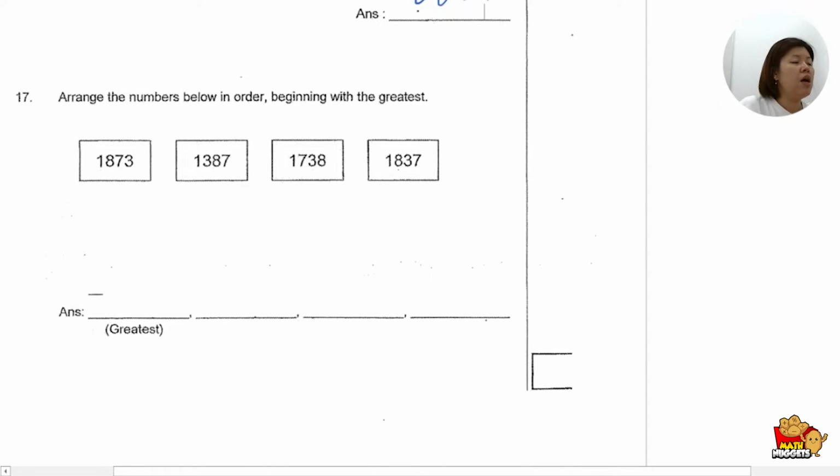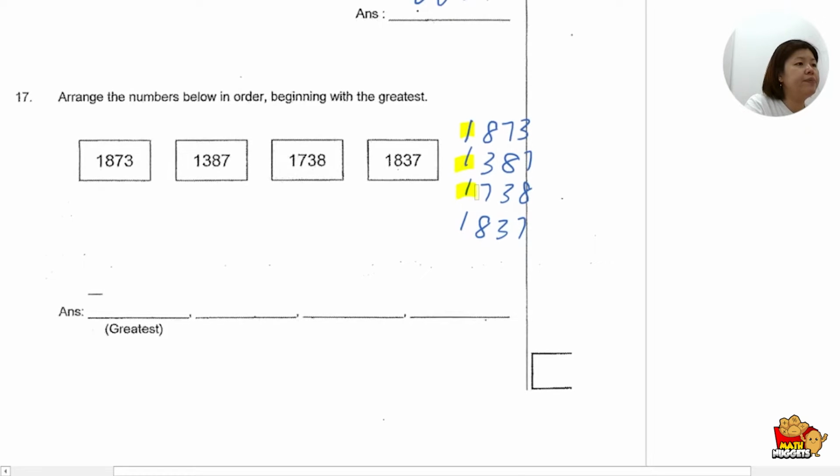Okay, next. Arrange the numbers from the greatest. So let's put them accordingly vertically. And then we will compare which one is bigger and smaller. So all is the same. So the next one is 8, and 8 is the biggest. So let's compare with the other numbers.